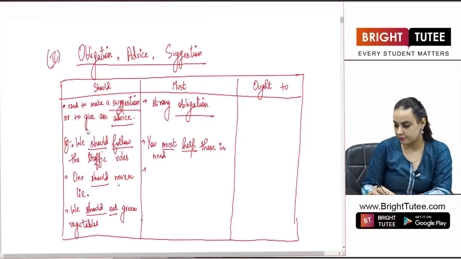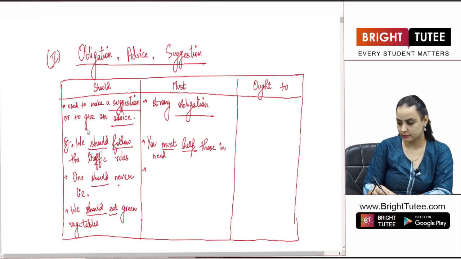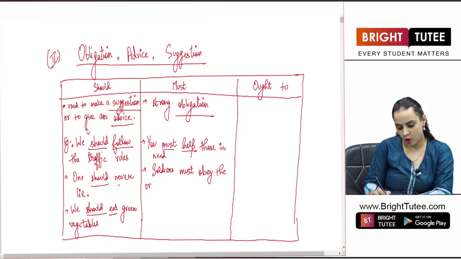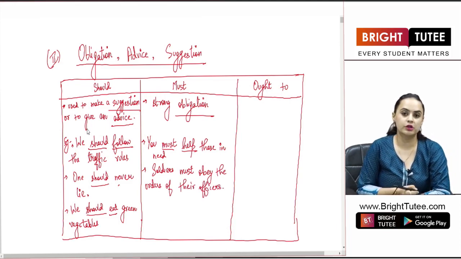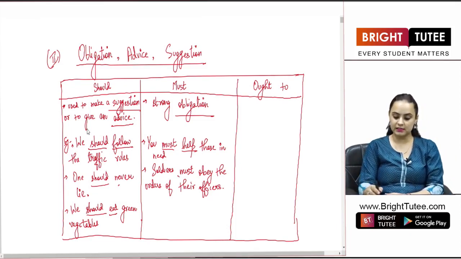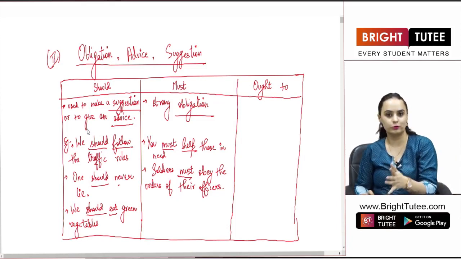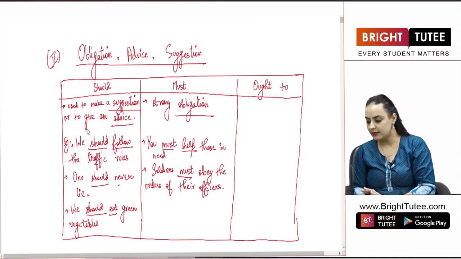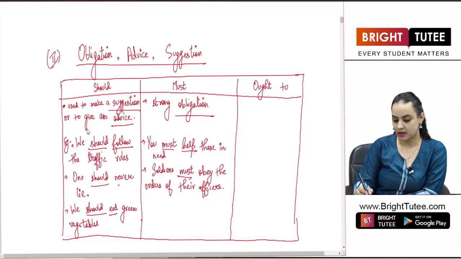Similarly, if I say, for example, soldiers must obey the orders of their officers, let's say. So the soldiers have to follow the orders of their seniors, their officers, and thus we use must, that they have no other option. So strong obligation, and I can also say something which is compulsion.